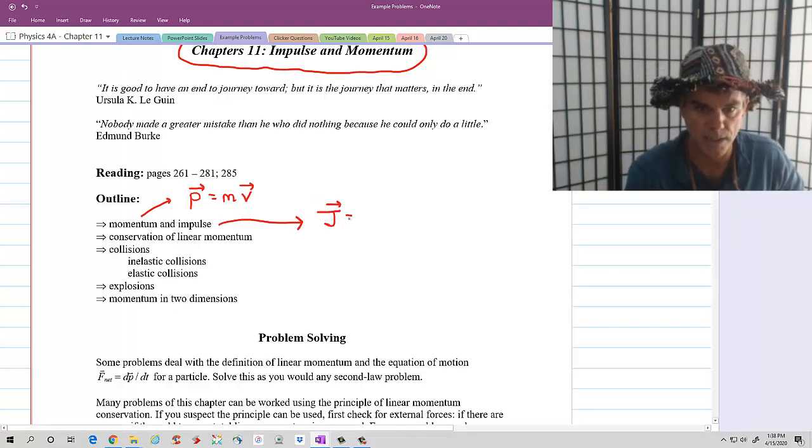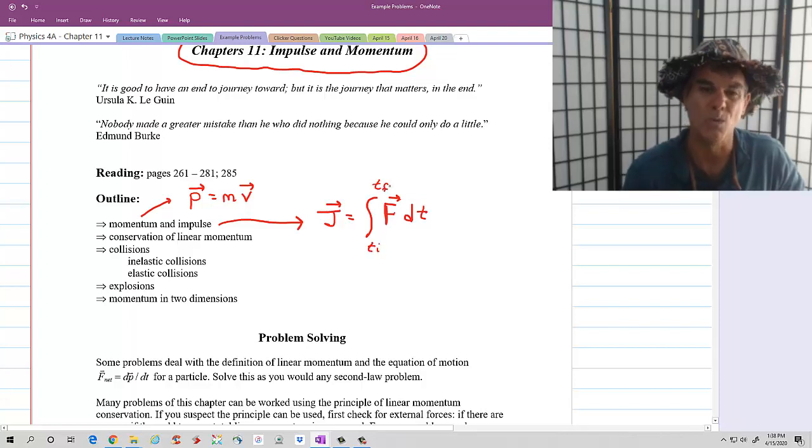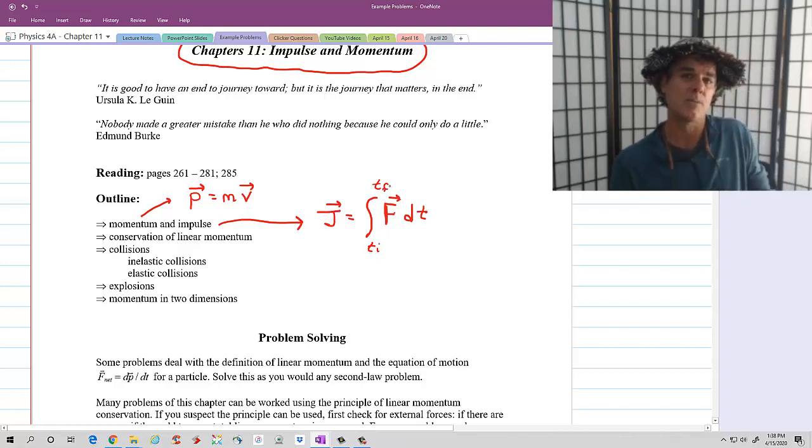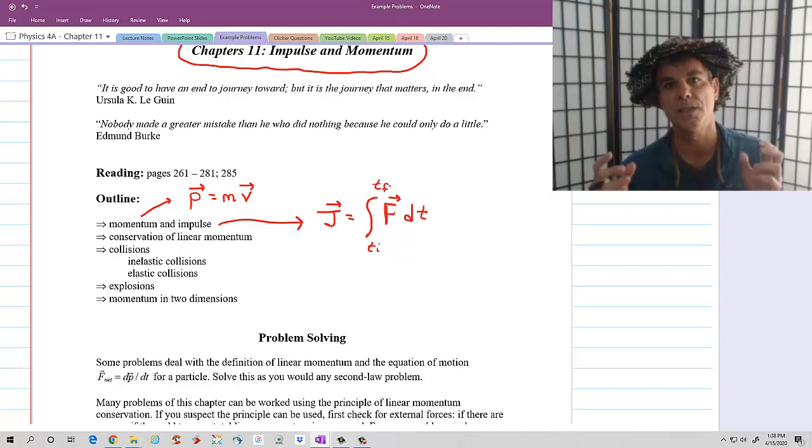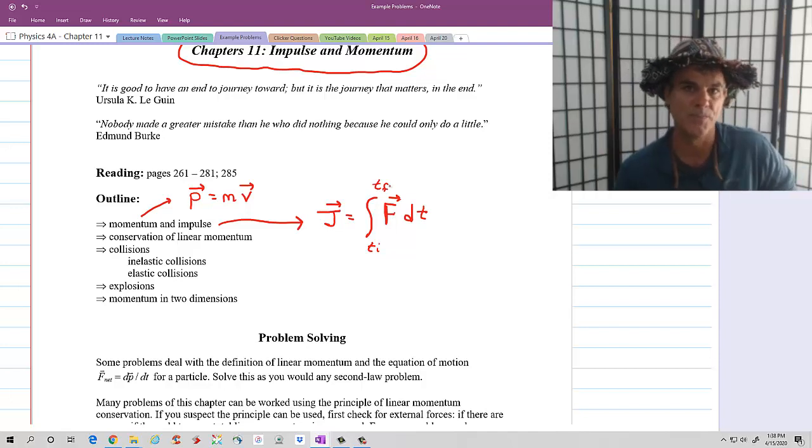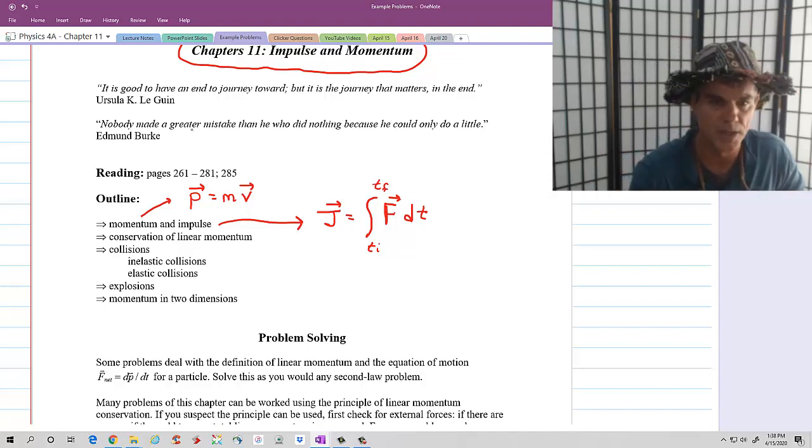And what we're going to see is it's defined as the integral of the force on an object times the time over which it acts, from the initial time to the final time. And what we're going to see today is that the impulse on an object ends up being equal to the change in momentum of the object. So that's what I'm going to focus on today.